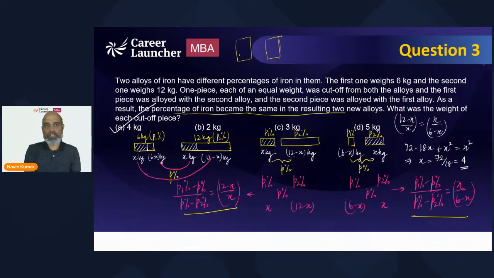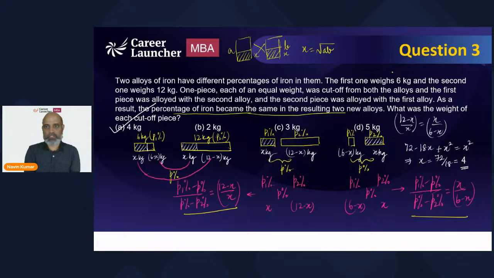Out of these two quantities, suppose this is A and this is B, if you cut out equal quantities, suppose X, and mix them, the first quantity cut out with the remaining of the second, and the second cut out with the remaining part of the first. Whenever this happens, the answer is always going to be under root AB. So it becomes the geometric mean of the quantities that you have taken initially.